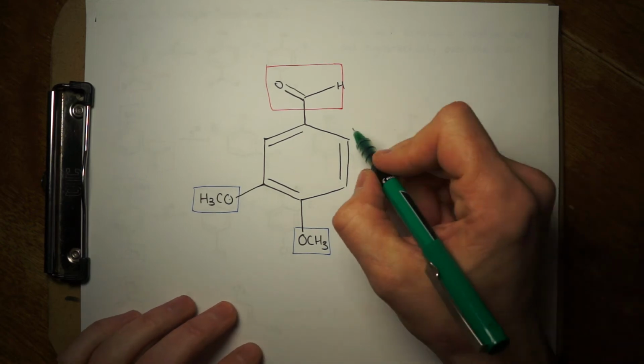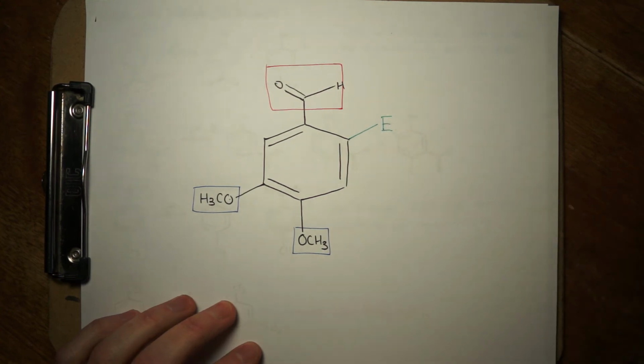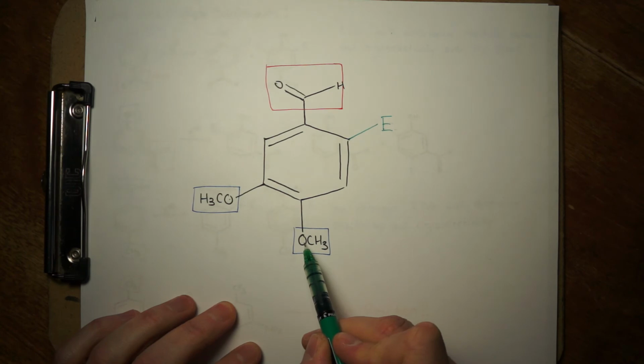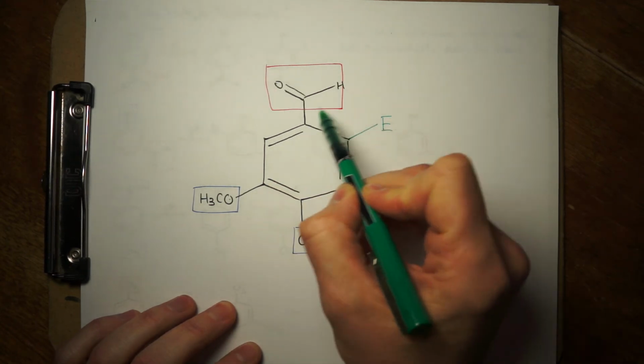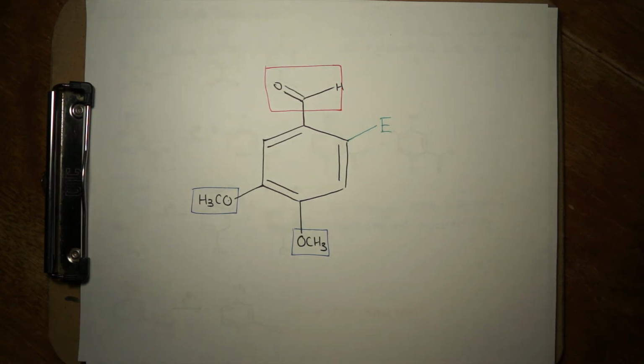However, when substitution does take place, substitution would take place mostly in this position that is para to one methoxy group, meta to the other methoxy group, and then ortho to the formyl group, or to the aldehyde that's on the ring. I want you to pause the video and think about why substitution occurs here, or why this is the major product of an EAS reaction from this starting material.